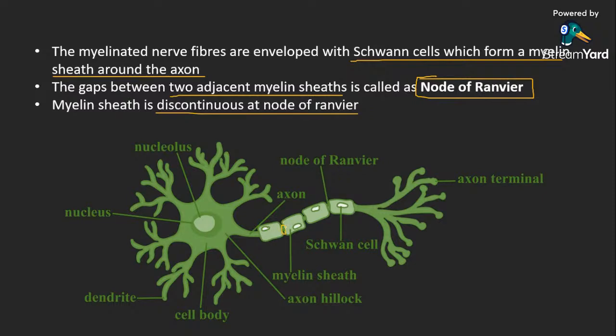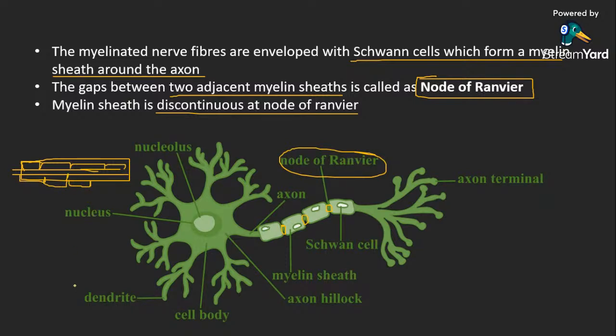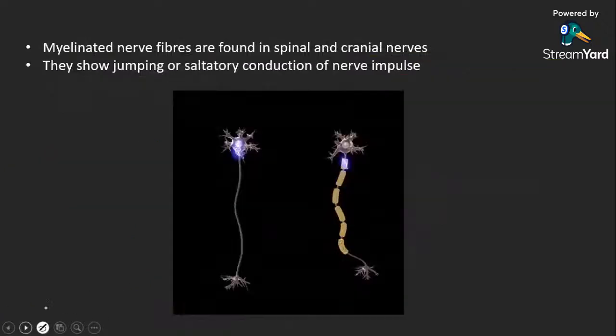So the small area, you will call them as what? Node of Ranvier. So there is a discontinuity. Myelin sheath is not continuous like this with the axon passing through; you will have a small discontinuity. Clear? So myelin sheath is present, so this will be a myelinated neuron.